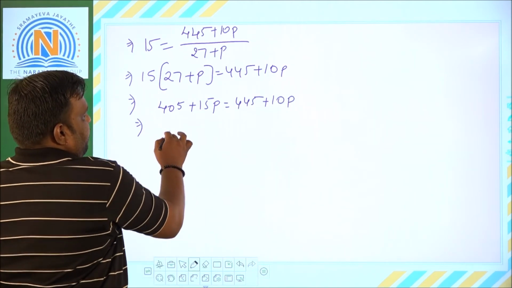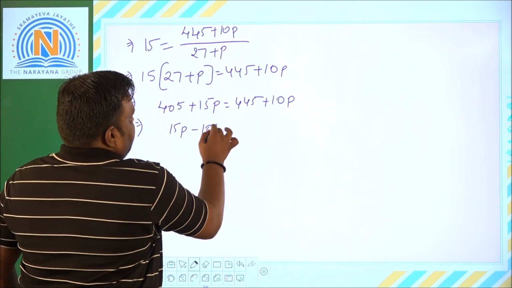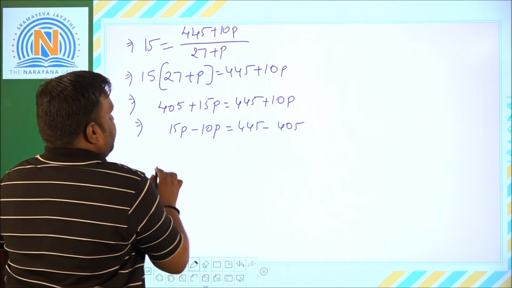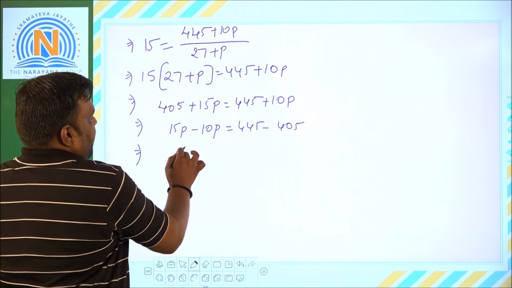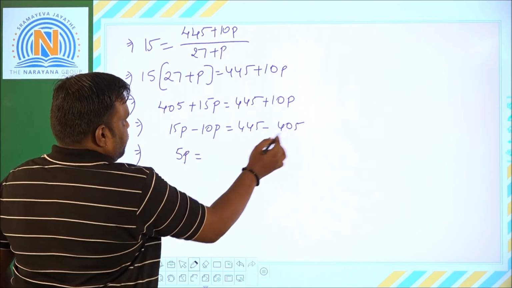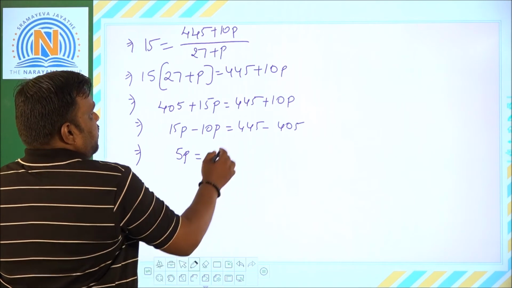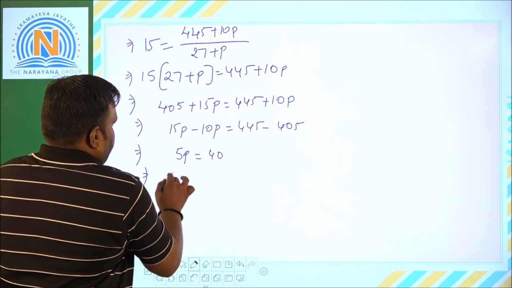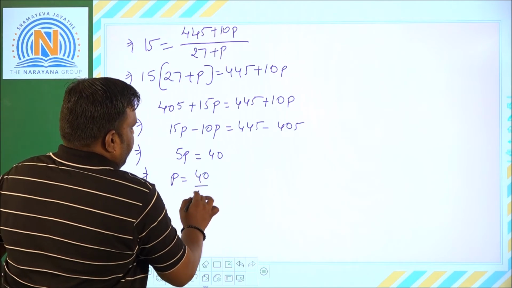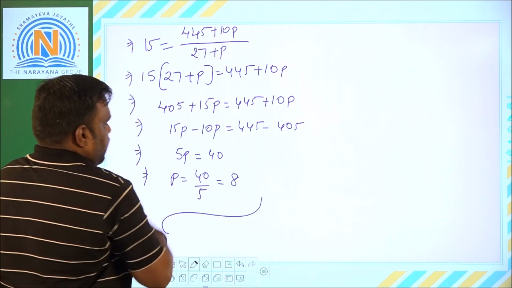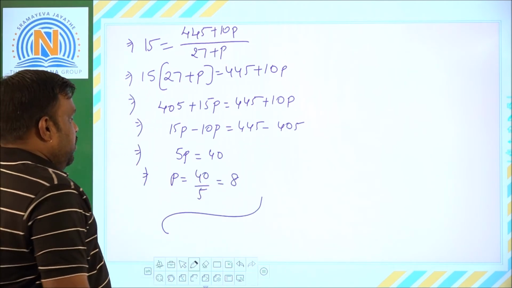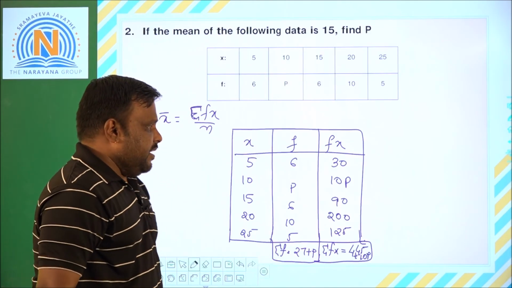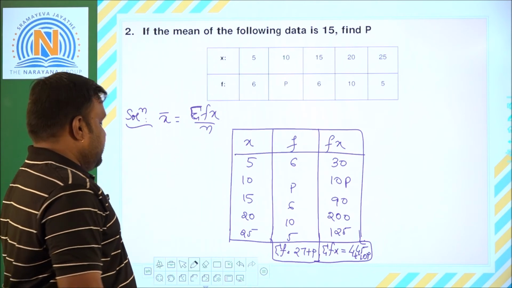So here it will be 15p minus 10p is equal to 445 minus 405. So from here it will be 5p is equal to 445 minus 405, that is 40. So from here p will be equal to 40 by 5, that is 8. Okay, we got the value of p, that is 8. Here we have sigma fx is equal to 445 plus 10p. So this completes the second question.